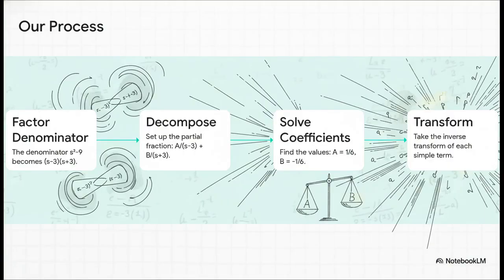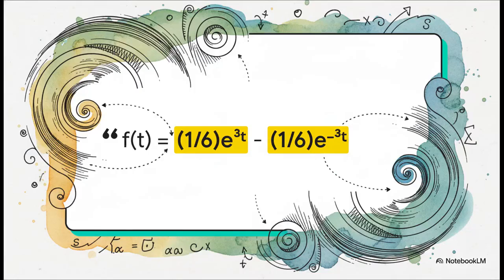Okay, so what's our game plan? Step 1, we've got to factor that denominator. And hey, that's just a difference of squares, right? So we get s minus 3 times s plus 3. Step 2, we set up our partial fractions. Step 3, we do a little algebra to solve for our coefficients, A and B. And finally, step 4, we use linearity to transform each of those simple little pieces all on their own. And boom, there it is, our final answer.